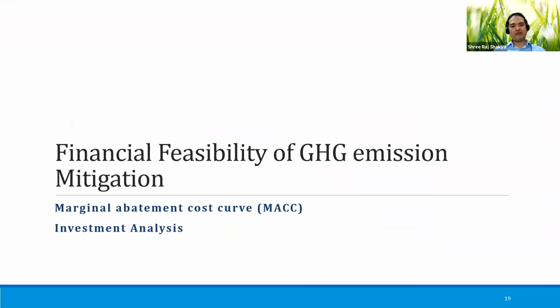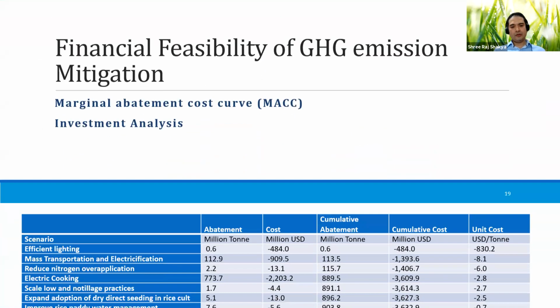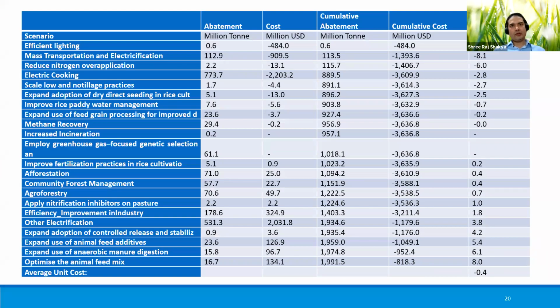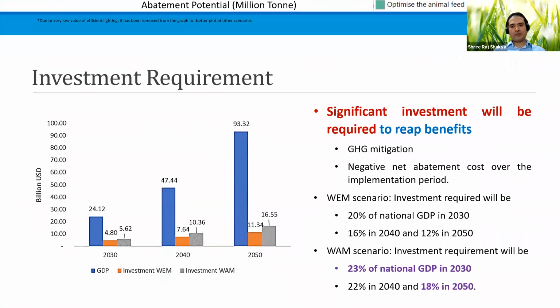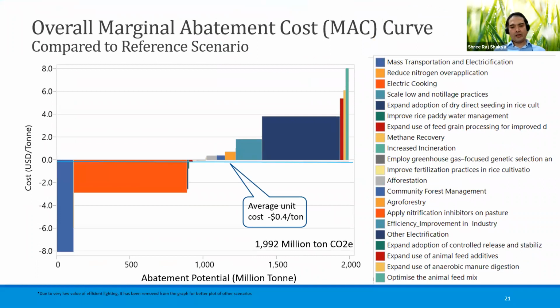But when you look at this financial feasibility, while developing this marginal abatement cost curve over this planning horizon, it has been observed that different measures are quite attractive in terms of long-term economic benefits. Interestingly, it has been found that the average marginal abatement cost for nearly 2,000 million ton of CO2 equivalent avoidance is minus $0.4 per ton. So this is along this planning horizon till 2050.